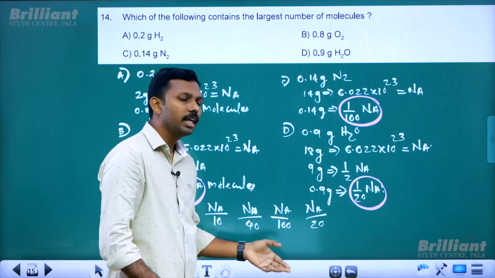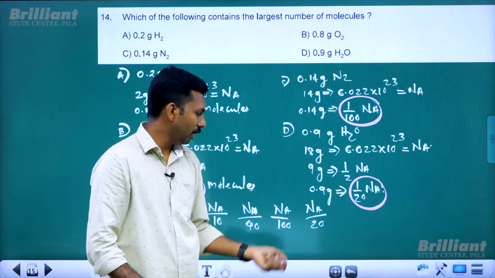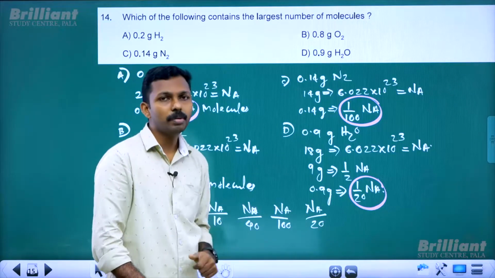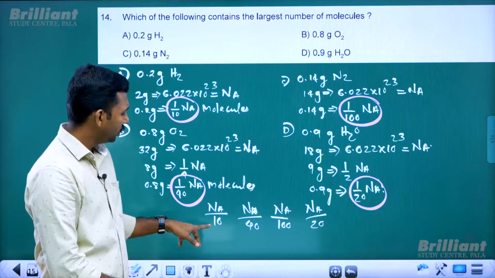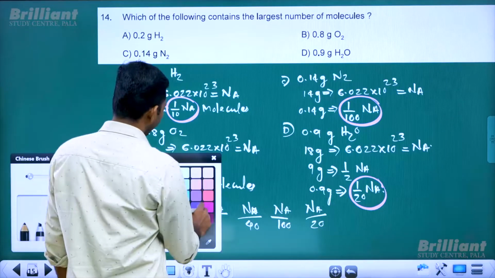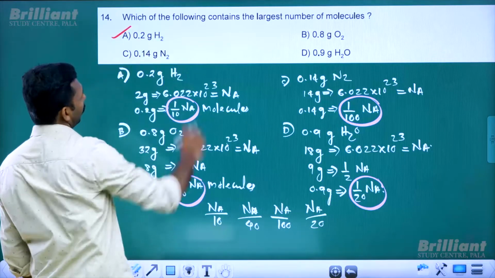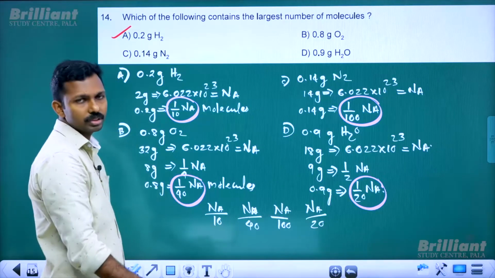Here Na is divided into 100 parts. Out of these 100 parts, one part we have to consider. Here it is 20 parts. Among these, which will be the highest or largest one? Yes, divided by 10. So, no doubts, it is our answer option A. 0.2 gram hydrogen may contain the largest number of molecules, right?